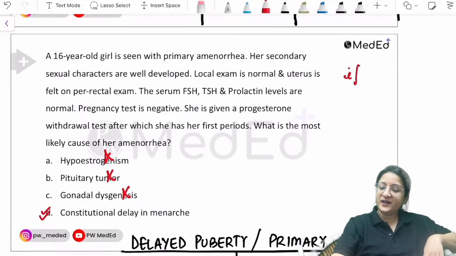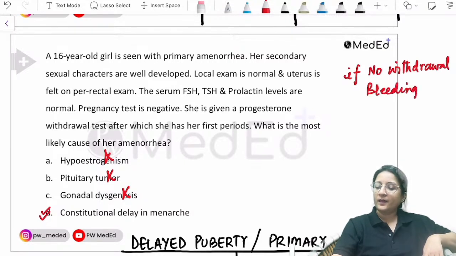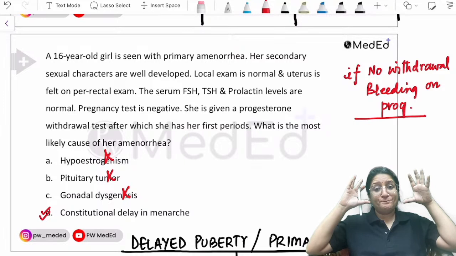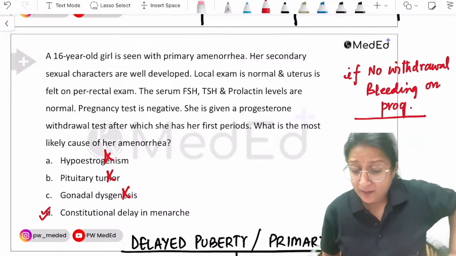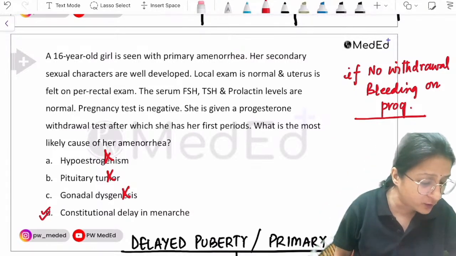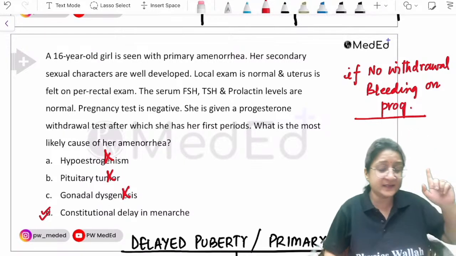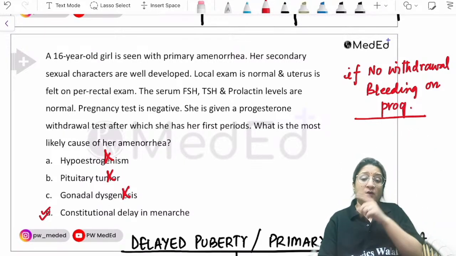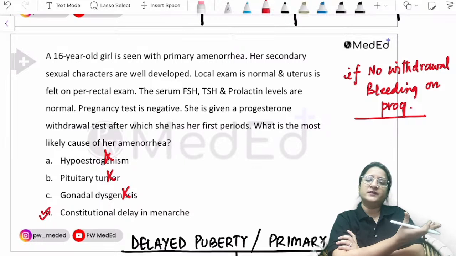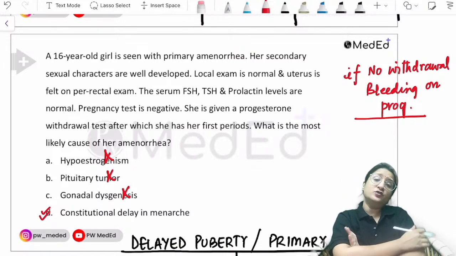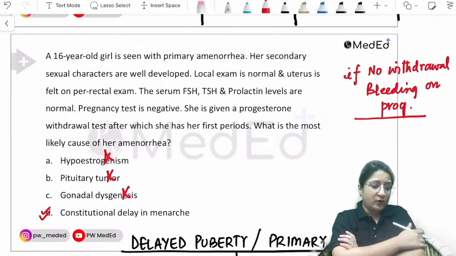Let's say in this same situation, I'll twist it a little bit. If no withdrawal bleeding on progesterone, what will you think of? Just think logically. I know you know the answer. We can look at the clue that was given: primed uterus. So if there is bleeding on giving progesterone, that means estrogen has already acted upon the endometrial lining, so that when I gave the progesterone from outside, she had a withdrawal bleeding. If there is no withdrawal bleeding on progesterone, what would you think of?